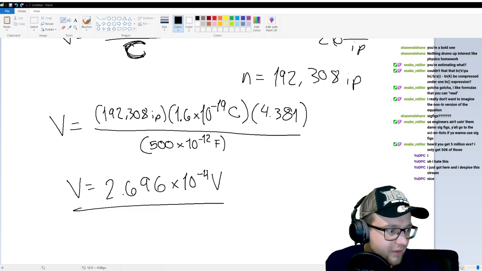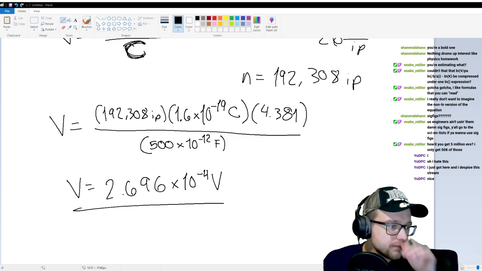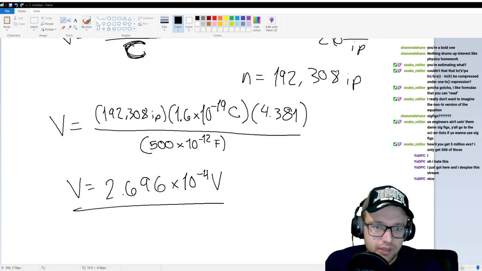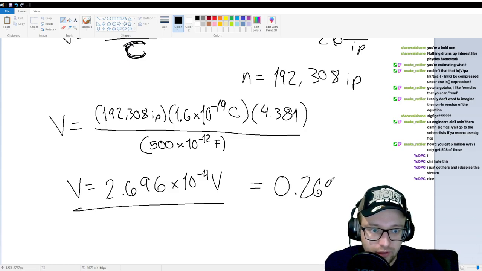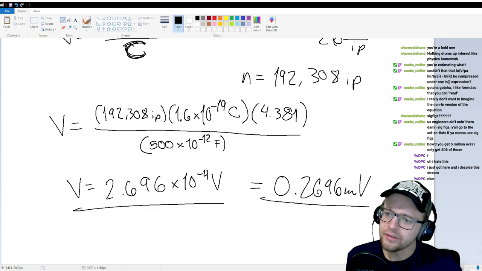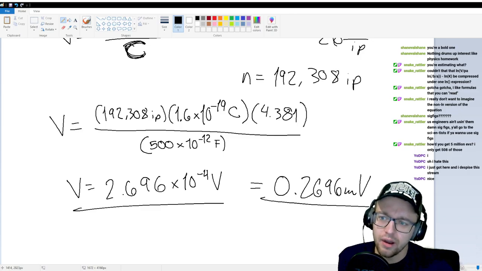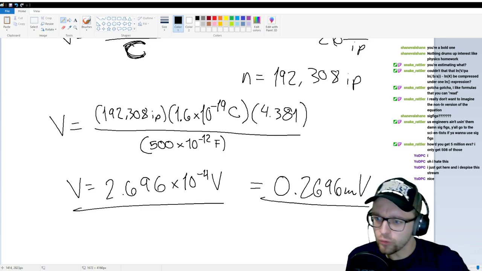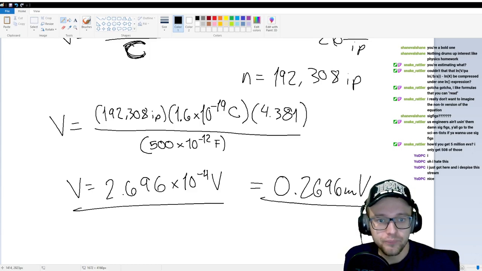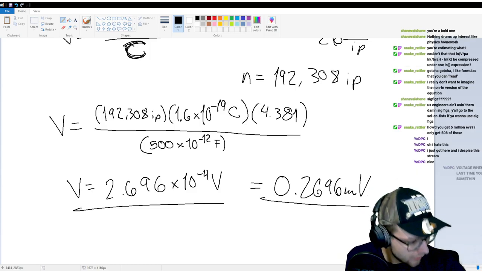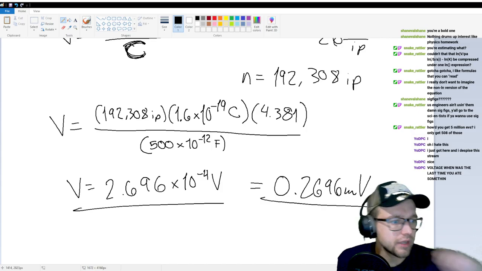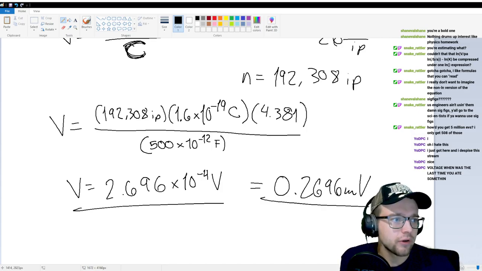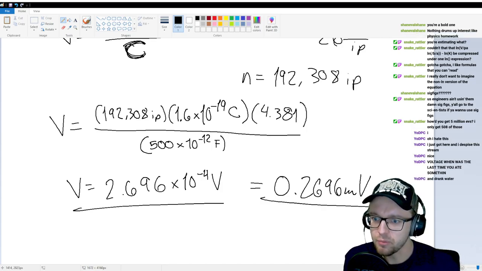It's a little low, or if we want to put it in millivolts, that will be 0.2696 millivolts. It's a little low, all things considered, but I think this is on the same order of magnitude that we would expect. So I feel good about this answer. A millivolt answer is about what you would expect from the size of a proportional counter.